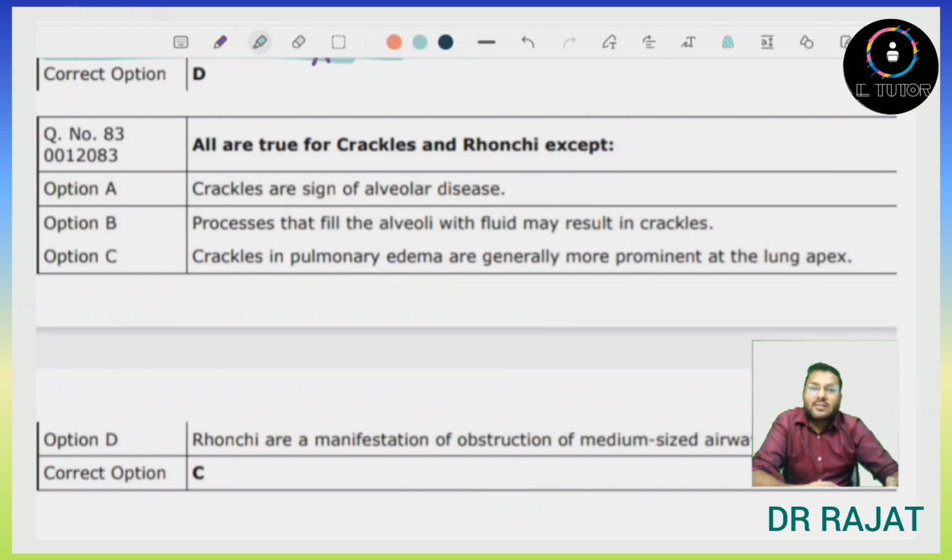All are true for crackles and bronchi except. So crackles are a sign of alveolar disease. This is true. Processes that fill the alveoli with fluid may result in crackles. This is also true.